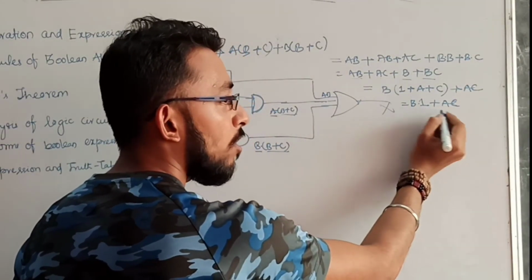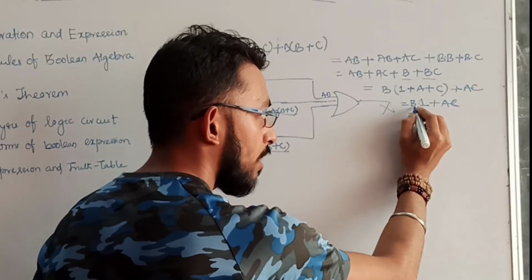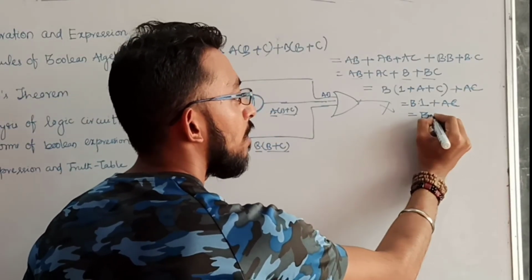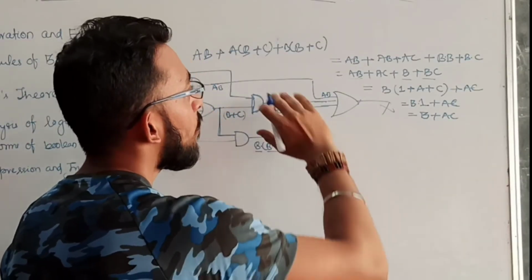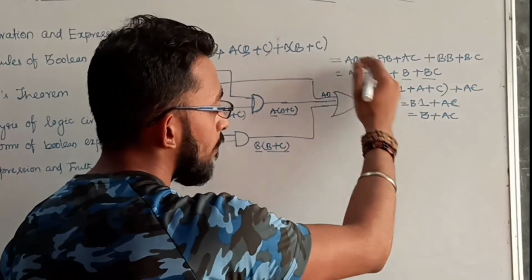What is A dot 1 or 1 dot A? It is nothing but the same A. So here B dot 1 is nothing but B, plus AC. This is the expansion after doing this question. After this is the simplification method.